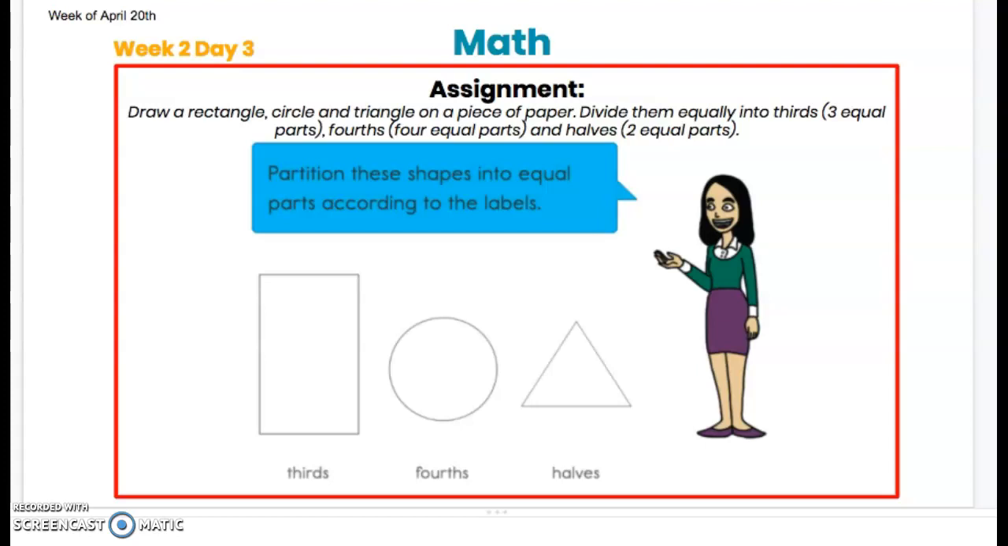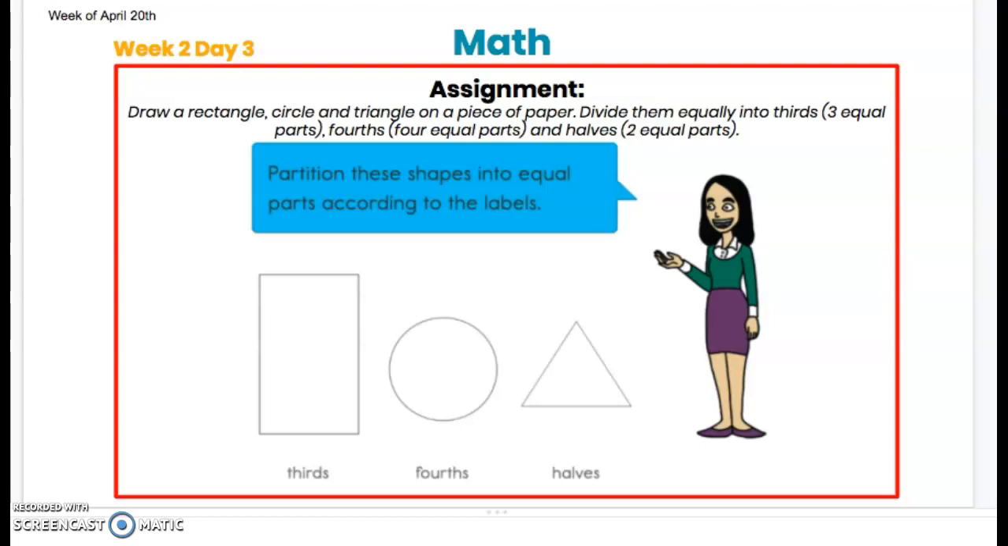I want you to try and divide them into thirds, 3 equal parts, fourths, 4 equal parts, and halves, 2 equal parts. Okay, the rectangle you are going to divide into thirds. The circle you are going to divide into fourths, and then divide that triangle into halves. Have fun with this, friends. You do not need to upload a picture. You can do this at home on a piece of scrap paper.